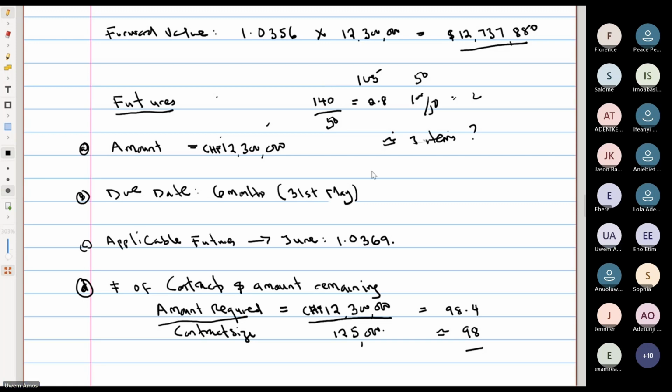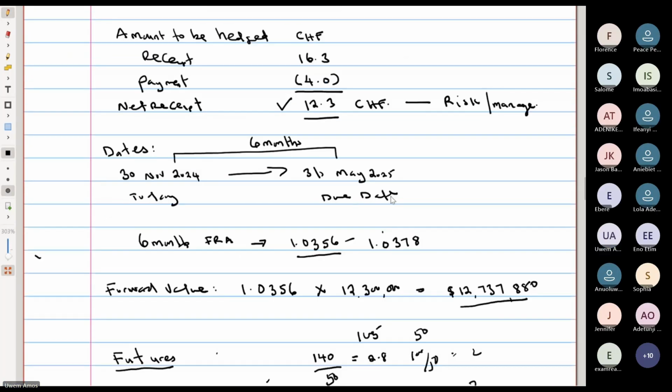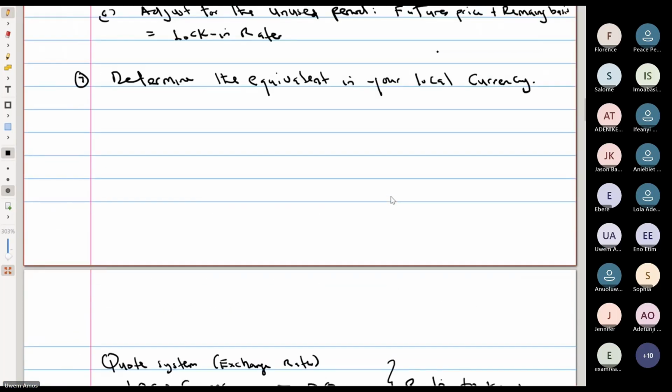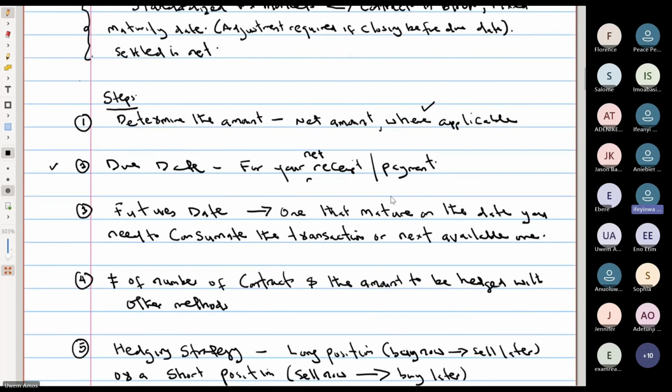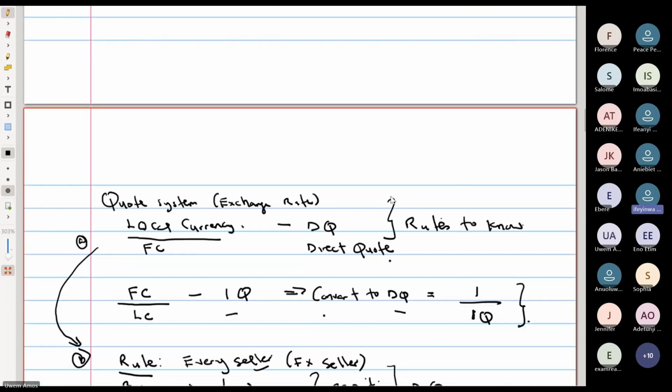Okay. So if anyone wants to quickly ask a question, you can go ahead before we move forward. Okay, so please, I wanted to find out, this method we did now, is it the same thing as a currency swap?